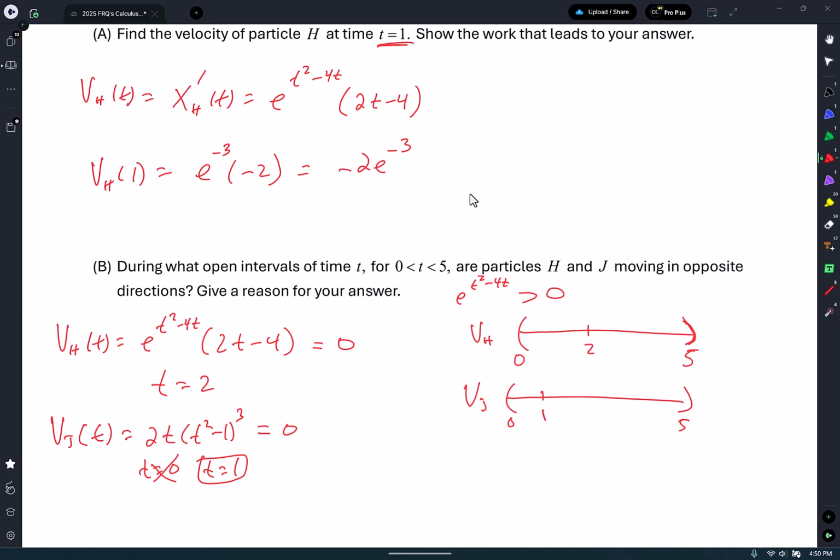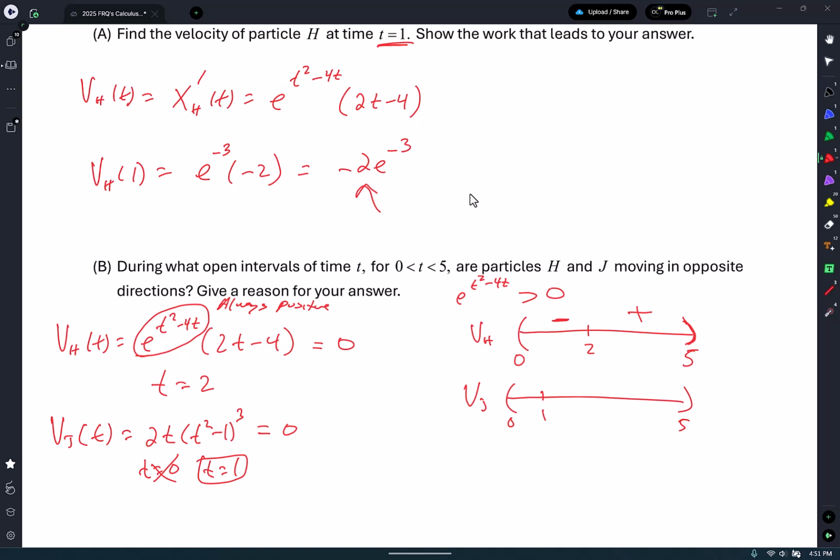All right, I'm just plugging in numbers. I'm looking at my V of H, and this e part right here is always positive. Always positive. But if I plug in a 1 here, 2 times 1 is 2, 2 minus 4 is negative. So I see a negative. You could have just looked at this one, right? And then after 2, like 3, 2 times 3 is 6. 6 minus 4 is a positive number, and a positive times a positive number is a positive. So plus.